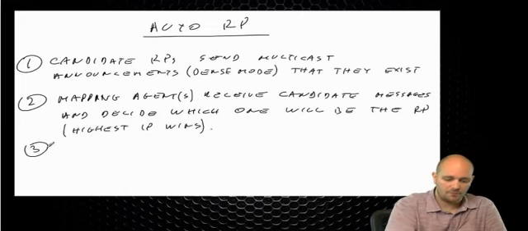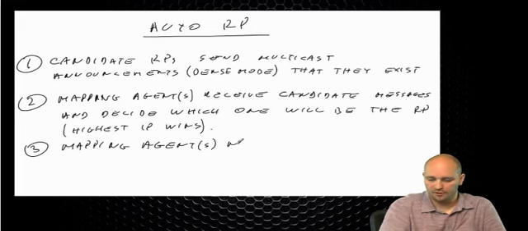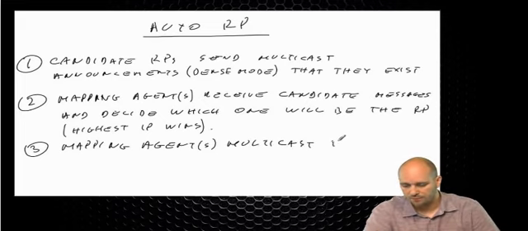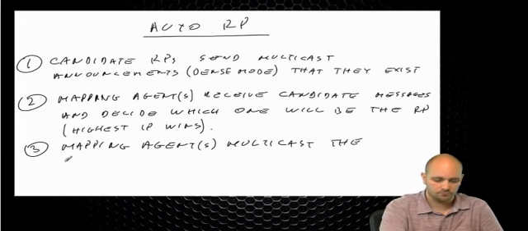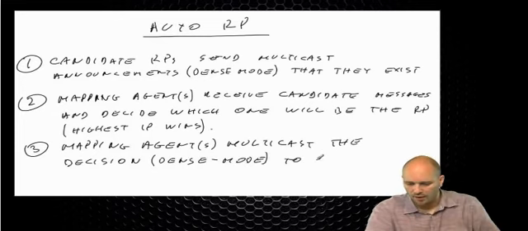Then, mapping agents multicast the decision in dense mode to everyone else.